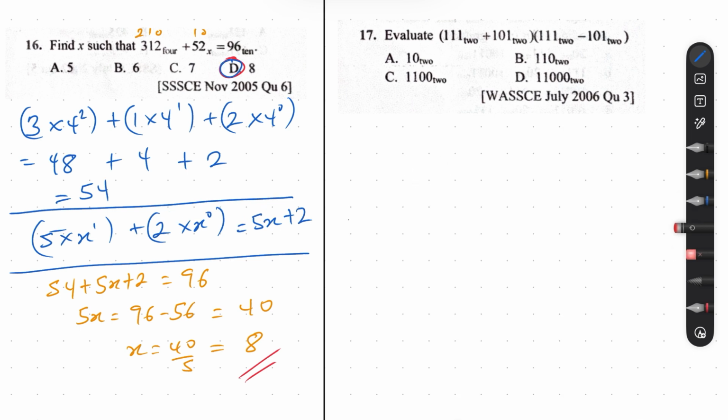It says evaluate this, so this addition and this subtraction. So we have 111 and 101 in base 2, adding, multiplying 111 and 101, subtracting. Let's do the addition first: 1 plus 1 in base 2 gives us 2, which is 10. So we just write 0 here, then the 1 moves here. Now this 1 plus 1 will give us also 10.